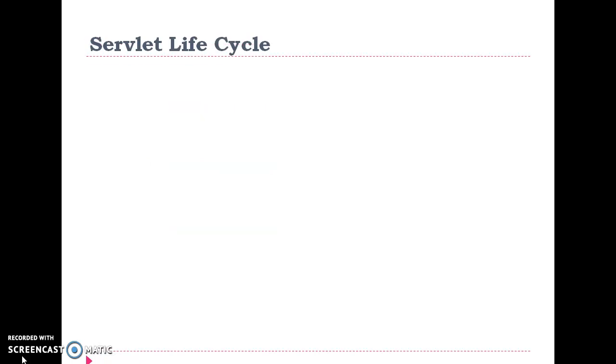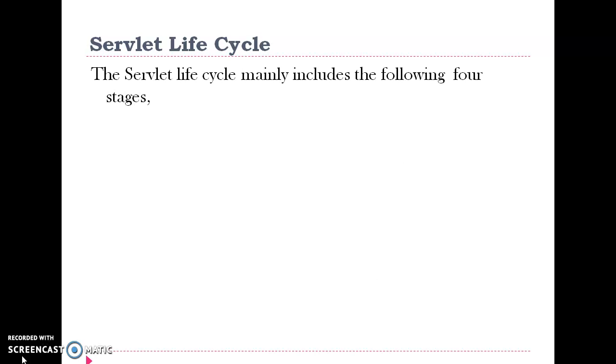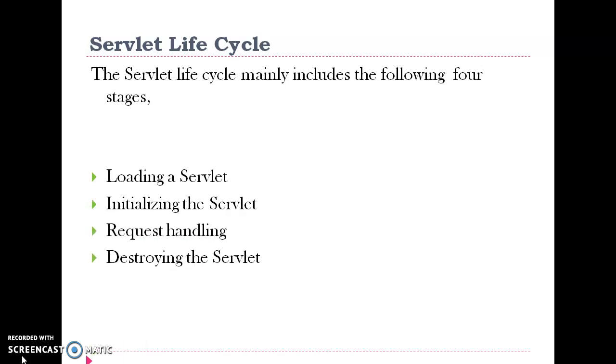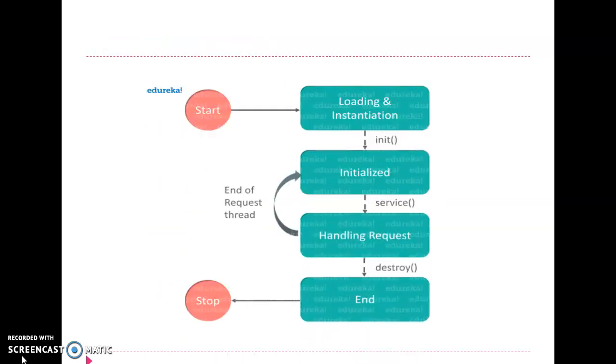Now let us understand the various methods of the lifecycle of a servlet. The servlet lifecycle may include the following 4 stages: loading the servlet, initializing the servlet, request handling, and destroying the servlet. First, when the web server, that is Apache Tomcat, starts up, the servlet container deploys and loads all the servlets. The servlet is initialized by calling the init method. The servlet init method is called by the servlet container to indicate that this servlet instance is initiated successfully and is about to be put into service.